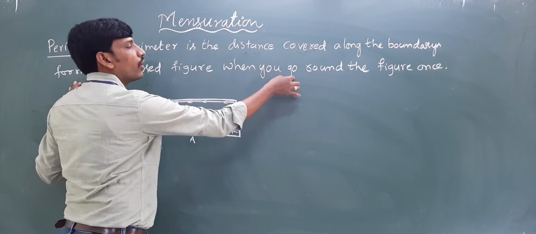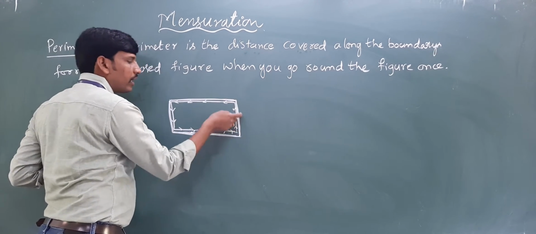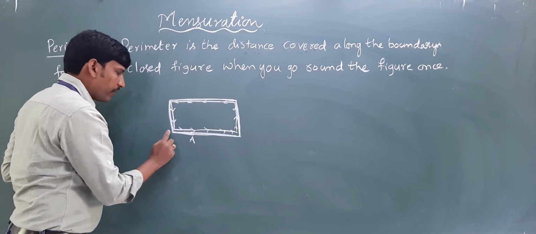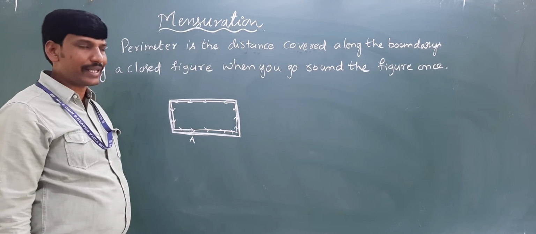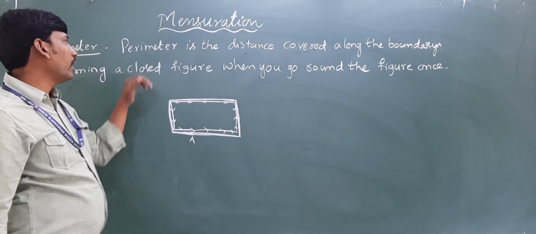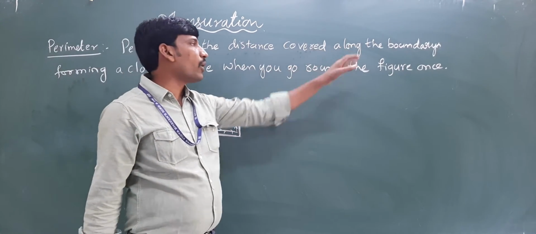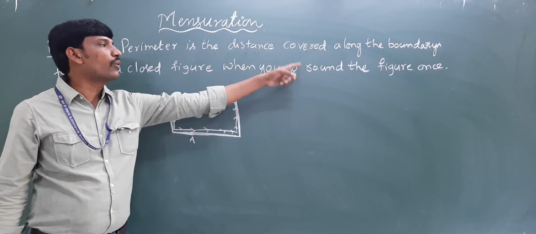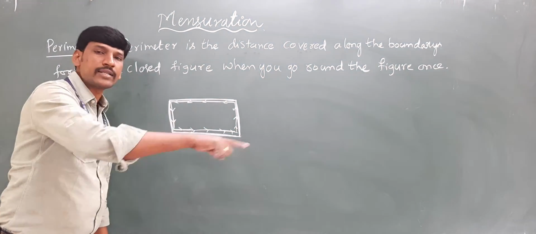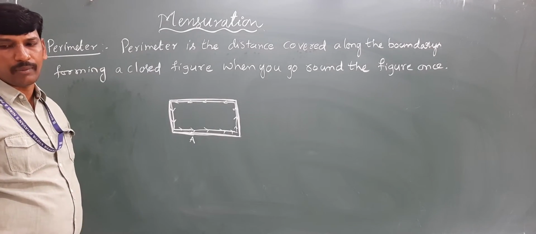When you go round the figure once, when you are going around the figure, see, clear? So this is called perimeter. So once again I am going to tell you what is the perimeter. Perimeter is the distance covered along the boundary forming a closed figure when you go round the figure once. I hope you understood what is the perimeter. This is clear, my dear.